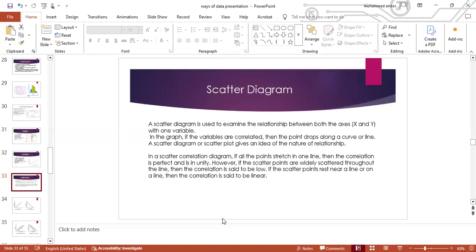Another important way of presenting data is by means of scatter diagram. A scatter diagram is used to examine the relationship between both the axes y and x and y with one variable. In the graph, if the variables are correlated, then the points drop along a curve or line. A scatter diagram or scatter plot gives an idea of the nature of the relationship. So in a scatter correlation diagram, if all the points stretch in one line, then the correlation is perfect and is in unity. However, if the scatter points are widely scattered throughout the line, then the correlation is said to be low. If the points rest near a line, then the correlation is said to be linear.